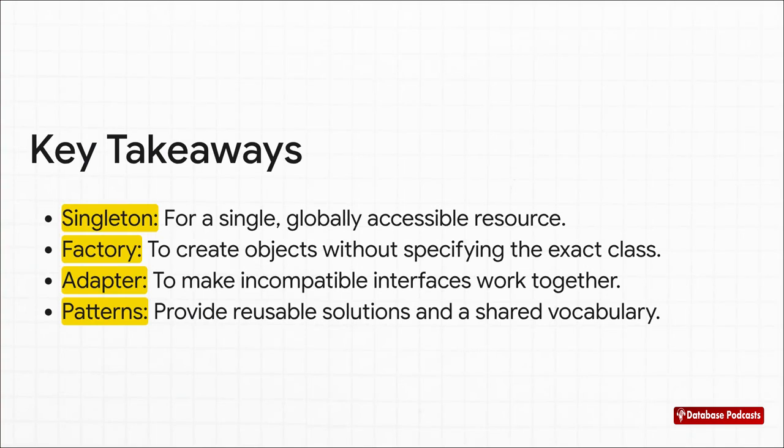So let's recap real quick. The Singleton, that's your go-to when you need one and only one instance of something. The Factory, perfect for when you need to create different but related objects on the fly. And the Adapter, an absolute lifesaver for making two components play nicely together when they weren't designed to. It's all about building systems that can adapt and grow.